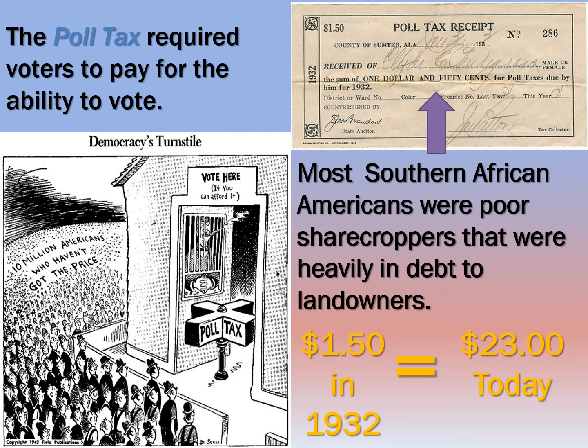You can see, $1.50 in 1932 was like 23 bucks today. And you can see this up above here. This poll tax receipt is from 1932. I mean, that's crazy. Places were still using this well into the 1900s.